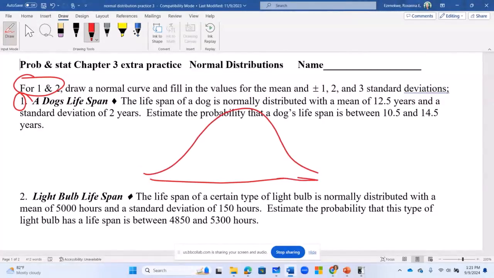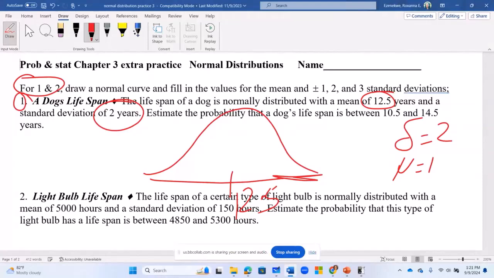I want you to know that the normal curve I'm drawing is not a standard normal curve, because they give me a mean of raw data. The mean is 12.5 years. So the lifespan of a dog is normally distributed with a mean of 12.5 years and a standard deviation of 2 years. So I'm going to assume that this question is from a normal distribution. Standard deviation is 2, and the mean is 12.5.